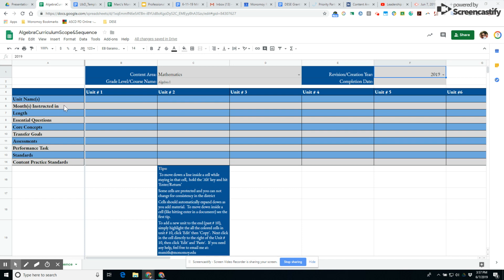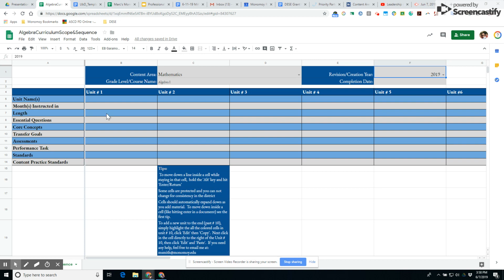And then the next part here is the months. Is this going to be instructed in a September unit, a September and October unit? Is it going to be half at the beginning of September, then unit 2 will start in the second half of September? So that's the type of information that goes in this row.